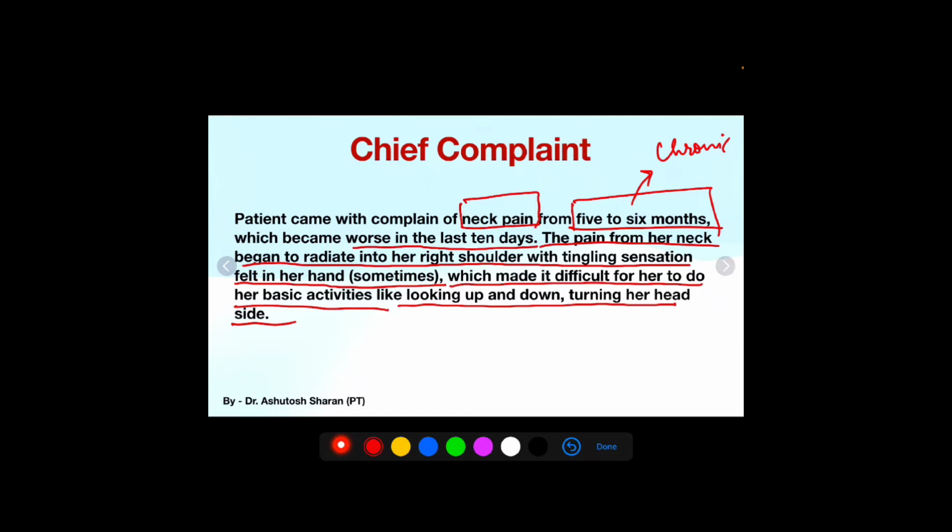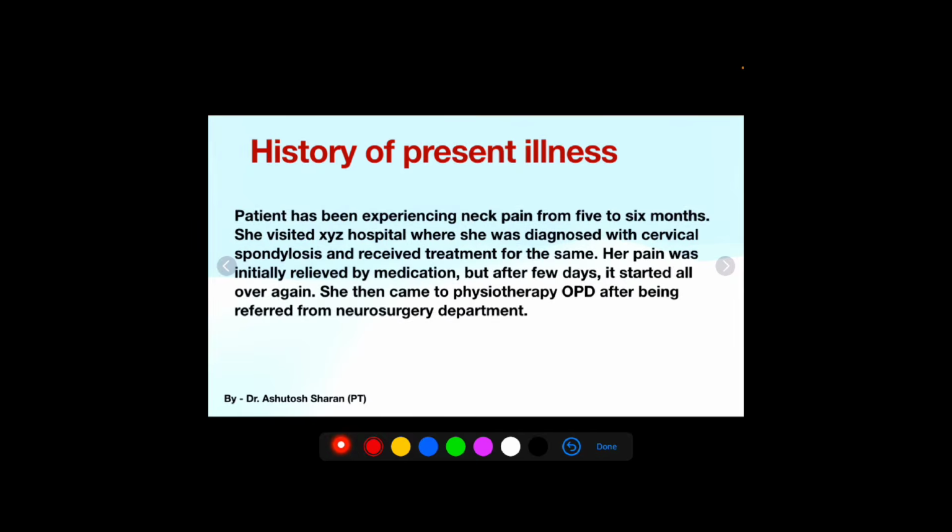So, first thing, okay. Second thing, we already know pain is radiating from her neck to her right shoulder with the tingling sensation felt in her hand sometimes. So there are a few things that you can conclude right now. In the examination part, we can do the upper limb tension test. There, if there is some kind of nerve involvement, वहां से clear हो जाएगा. Okay, तो कुछ चीजें अभी clear हो गई हैं.